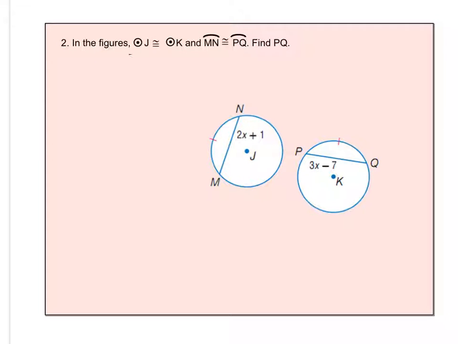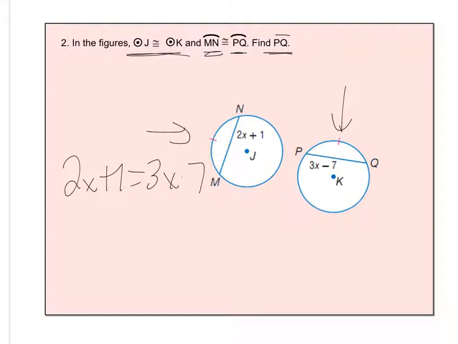All right, so in the figure, circle J is congruent to circle K. That means all the pieces are congruent. Arc MN and arc PQ are congruent. Figure out chord PQ. So this tells you that the two arcs are congruent, that little tick mark. So if one is 2x plus 1, then the other one's going to be 3x minus 7. All right, so that's all I'm doing. It's just a simple algebra problem. So way back, keep your algebra skills sharp.